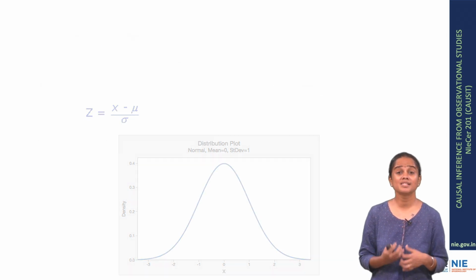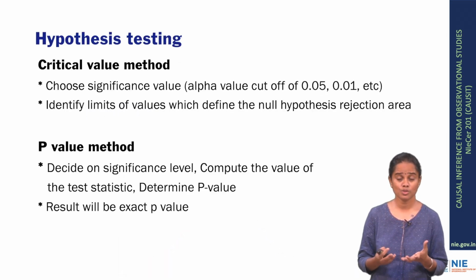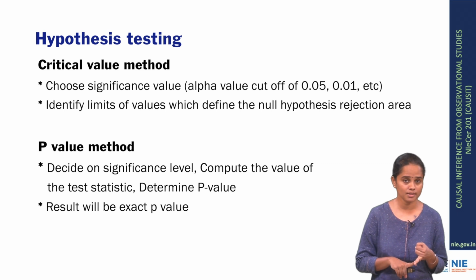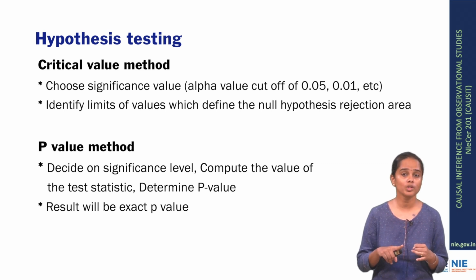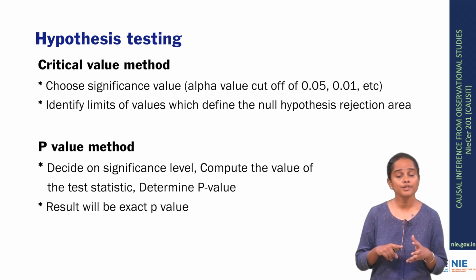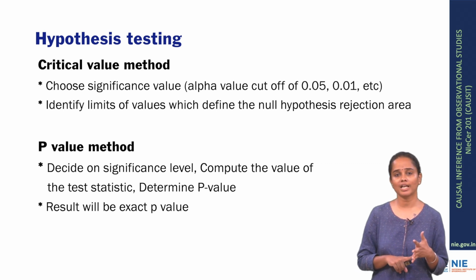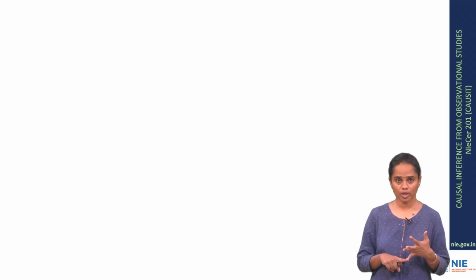The next step is hypothesis testing. You can do this by two methods. One is what you call the critical value method, and two is what you call the p-value method. We will look at them one by one.